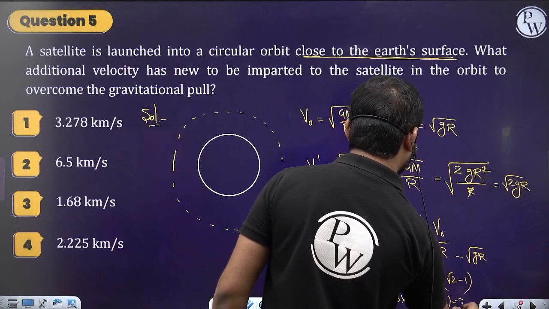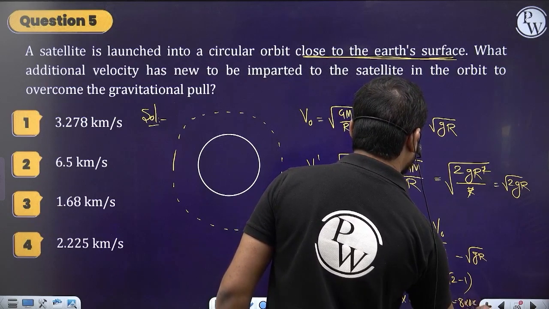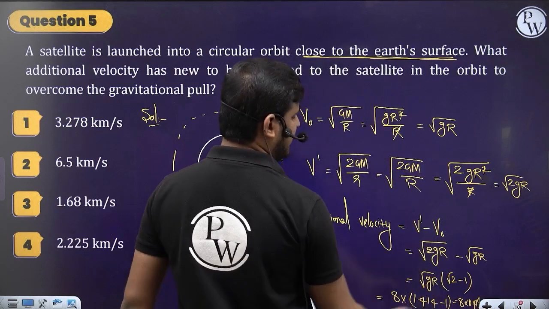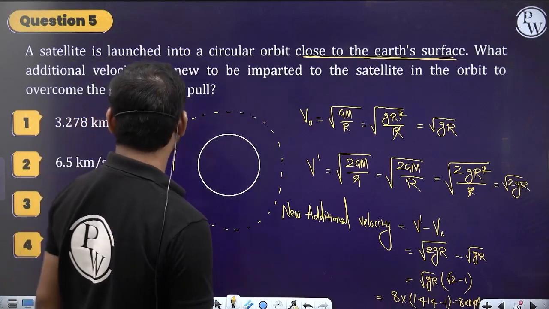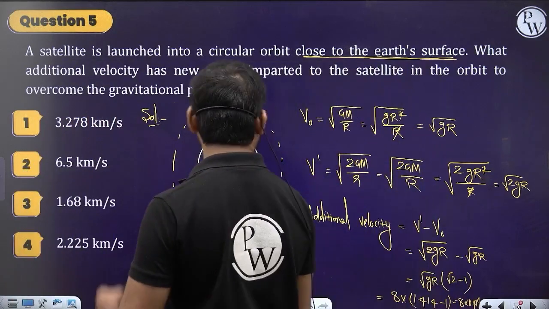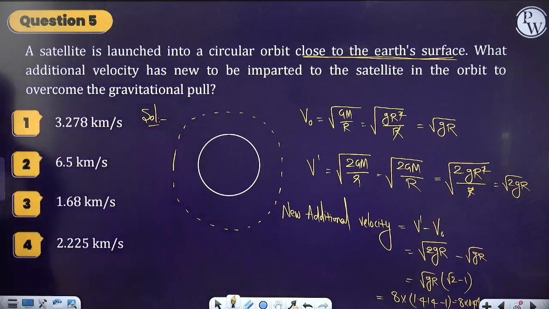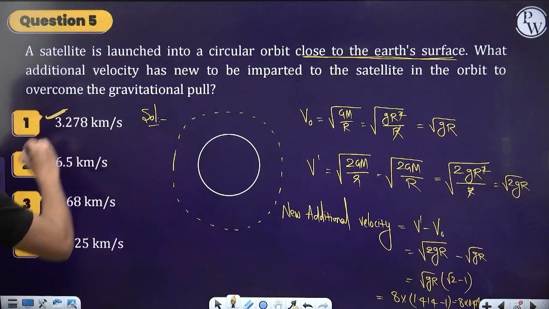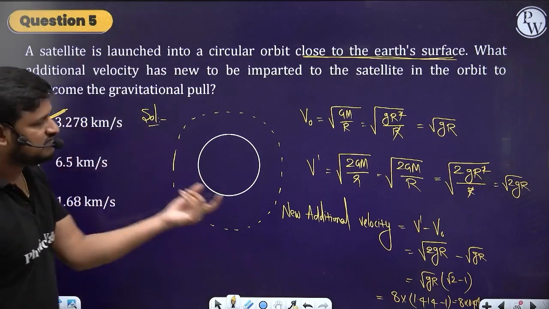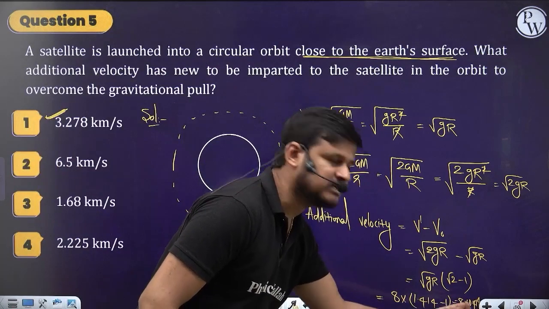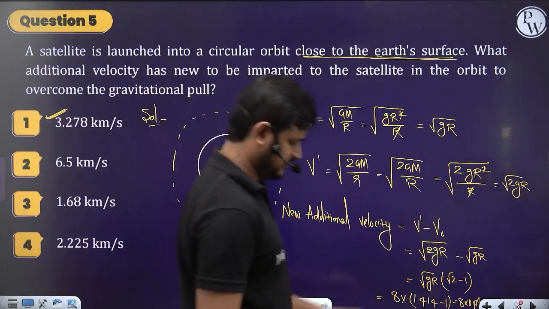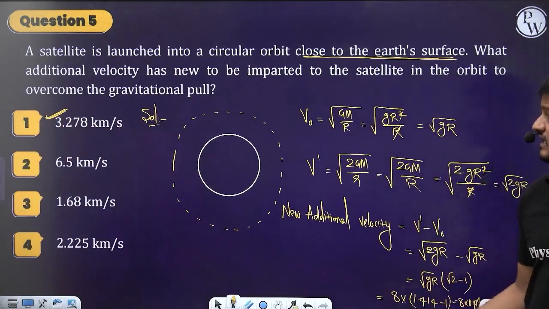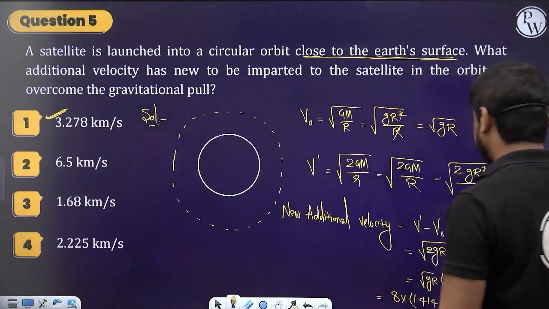So 8 into 0.414. 8 into 0.5 is approximately 4 point something. So which option is closer to 4? Here, I have got only 3.278. We are not taking 0.5 directly, it is less than 0.5, so it will come below 4, which is 3.278. Everyone clear? Next, let's move further.